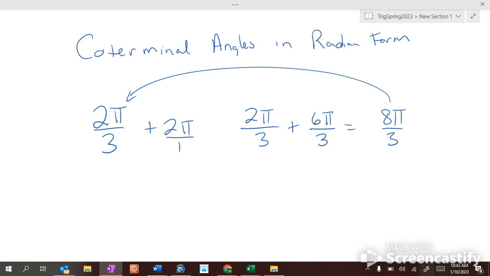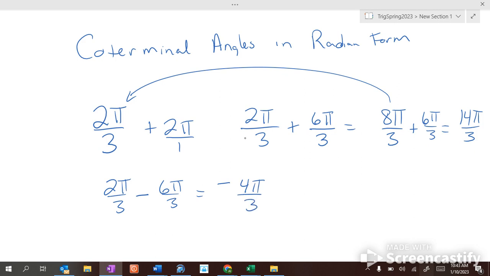What's the next bigger coterminal angle? Well, then we add another 6 pi over 3 to it, and we get 14 pi over 3. These are coterminal angles. If I would go smaller, what's 2 pi over 3 minus 6 pi over 3? Negative 4 pi over 3. So we can find coterminal angles.